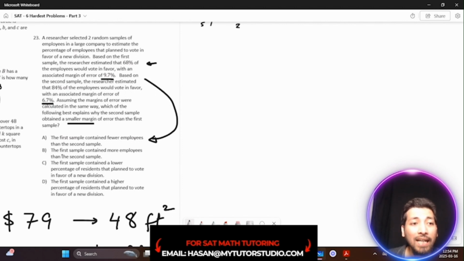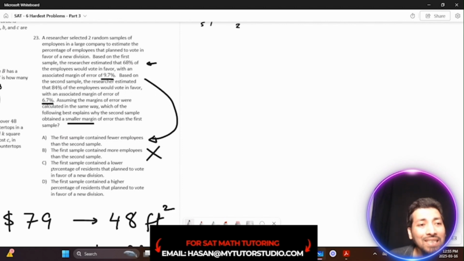So if you look at the second option, it says the first sample contained more employees than the second sample. If the first sample had more employees, then that would have less margin of error. We can see that the margin of error is 9.7% for sample A and 6.7% for sample B. So this cannot be the best option.